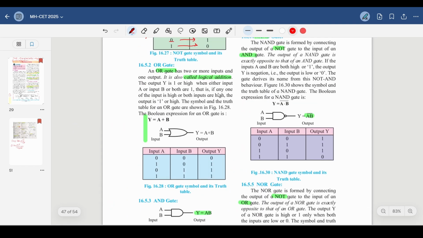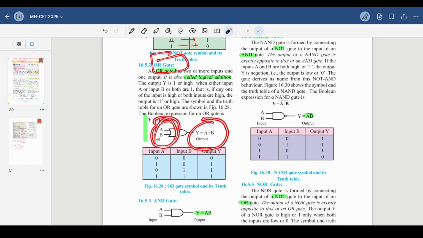Now next, let's look at the next kind of gate that is called the OR gate. OR gate is also called logical addition. So the Boolean expression will be: Y is the output, A is input 1, B is input 2. So Y equals A plus B. As I told you, a logic gate can have multiple inputs, but it will have a single output. So in case of OR gate, the equation is A plus B. It is logical addition.